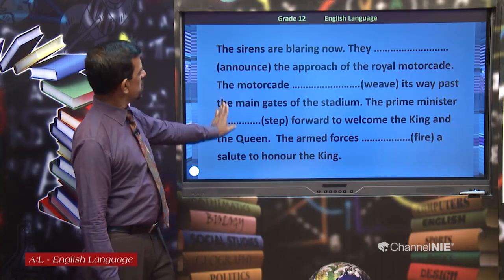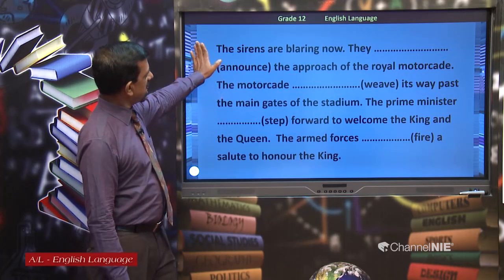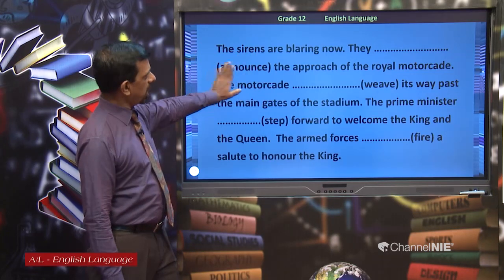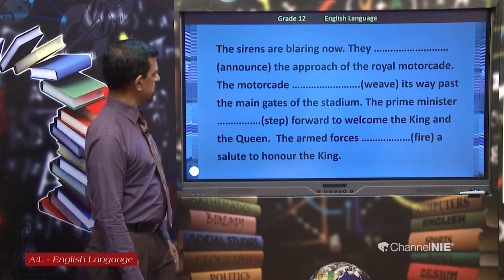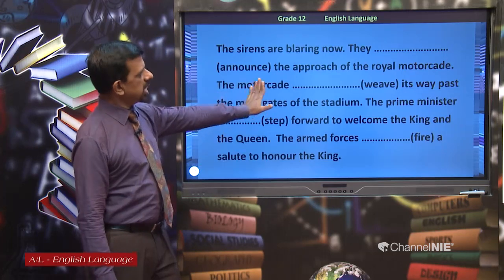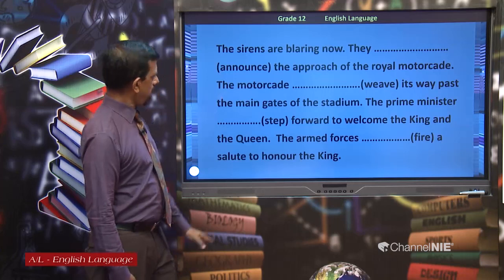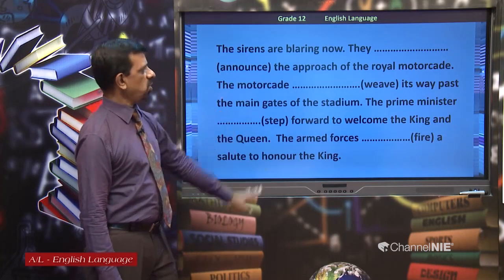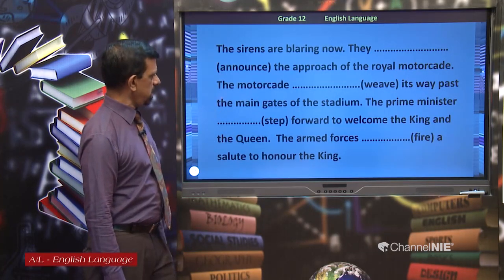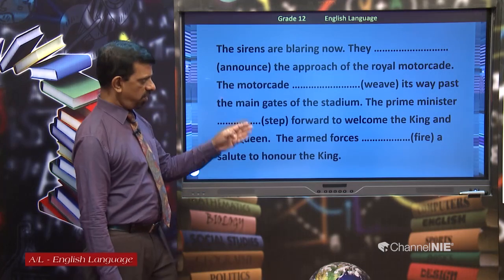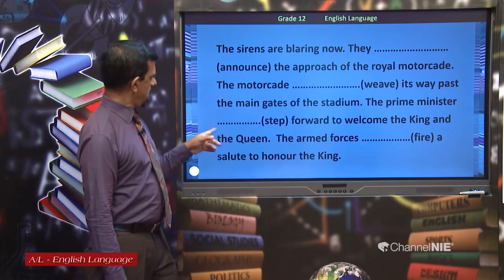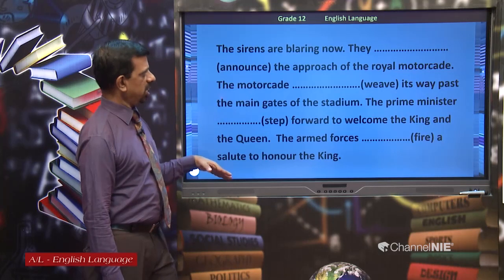Okay. So, as we look at it, the sirens are blaring now. They are announcing the approach of the royal motorcade. The motorcade is weaving its way past the main gates of the stadium. The Prime Minister is stepping forward to welcome the king and the queen. The armed forces are firing a salute to honor the king.